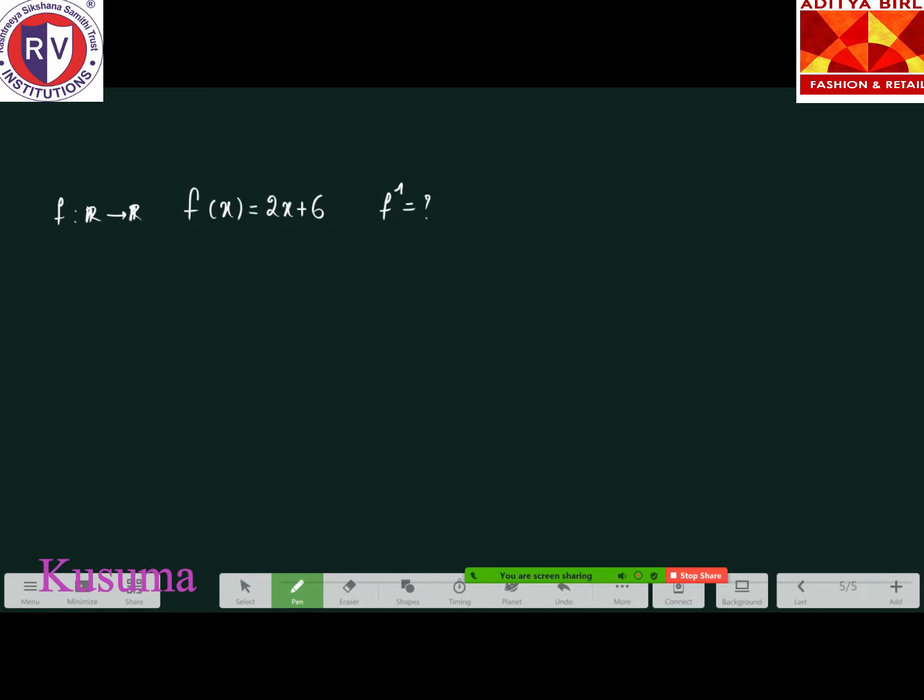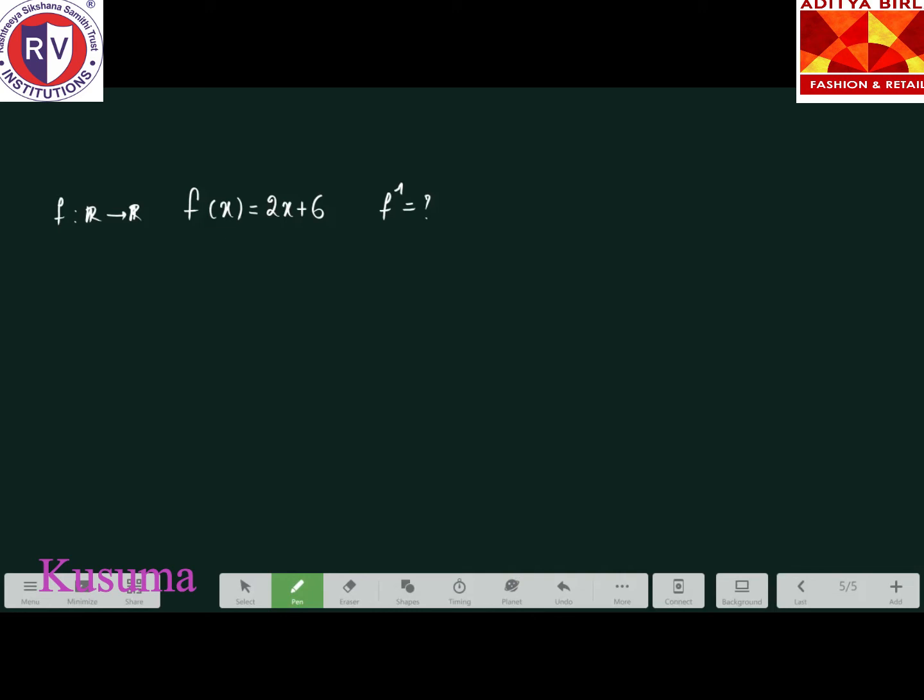Since the function is given to be bijective, the inverse function exists and we have to find out what it is. The options given are: option A is x by 2 minus 3, option B is 2x plus 6, option C is x minus 3, and option D is 6x plus 2.